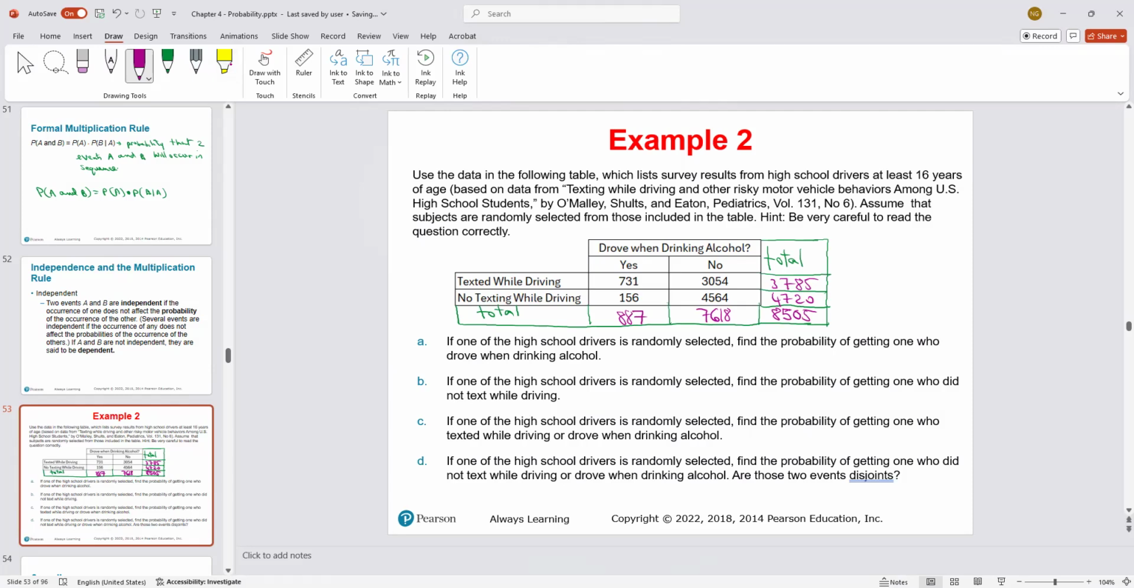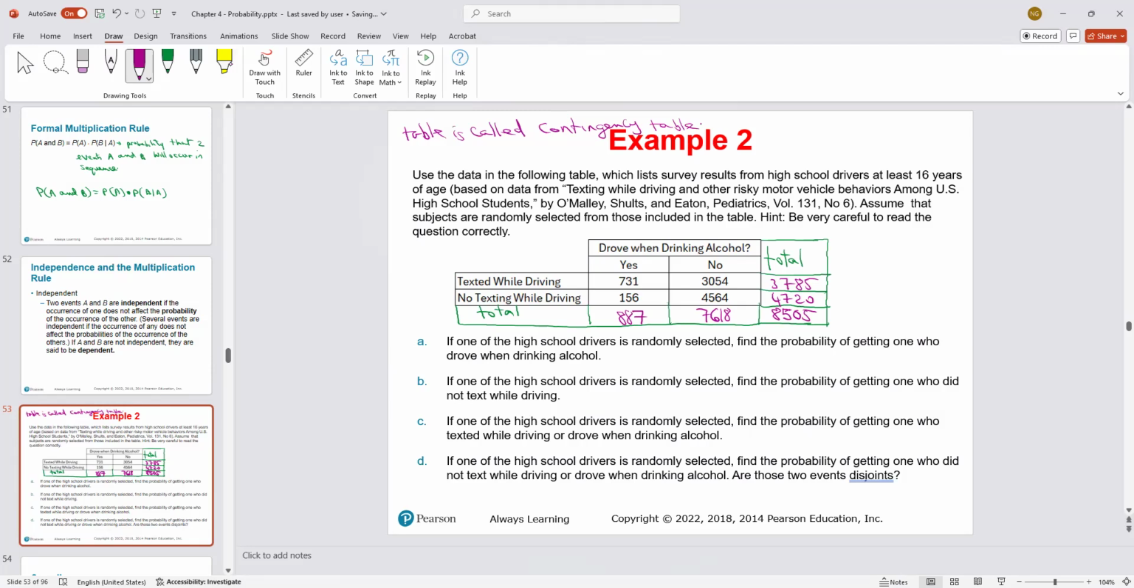So we're done with the table. We call this a contingency table. It's a beautiful table. You must have total rows and total columns in it. Now we can answer any of these questions.